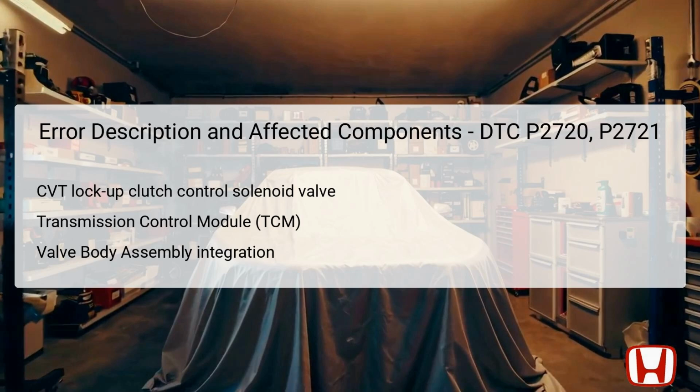However, if the TCM does not receive the expected current feedback from the solenoid, it triggers the stored codes P2720 and P2721, indicating either low current or overcurrent issues. These abnormalities must be investigated to restore proper function to the system and ensure smooth operation of the vehicle. The physical location of these components is typically near the transmission assembly, making access necessary for performing inspections or repairs.